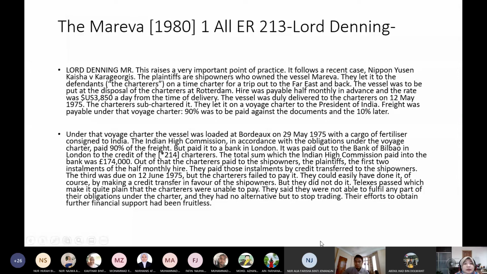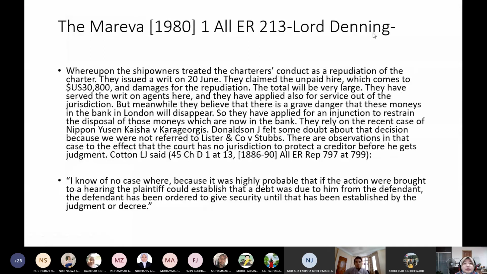Okay. And then the ship owners treated the charterers' conduct as a repudiation of the charter. They issued a writ. They claimed unpaid hire and damages for the repudiation. The total was very large. Okay, they served the agents. They also applied for service out of jurisdiction.